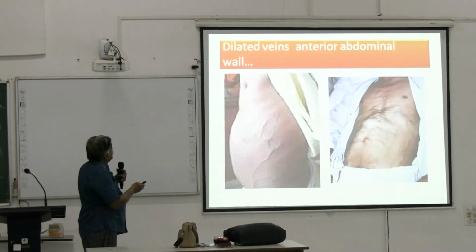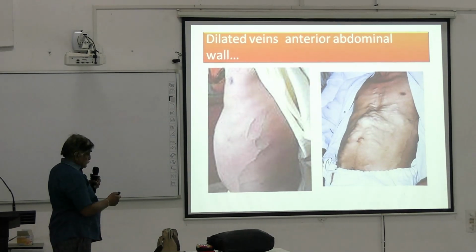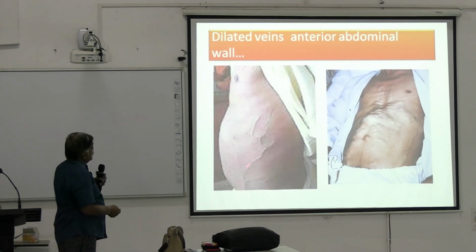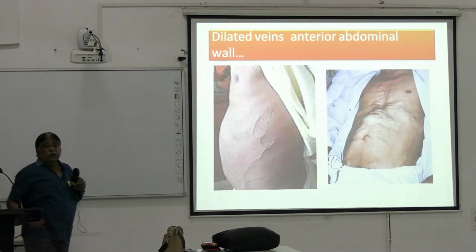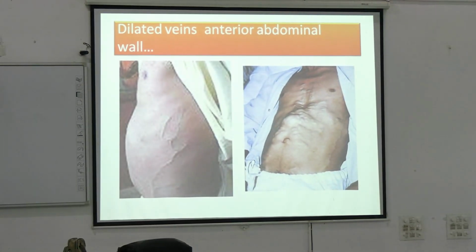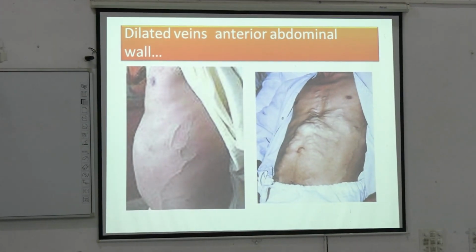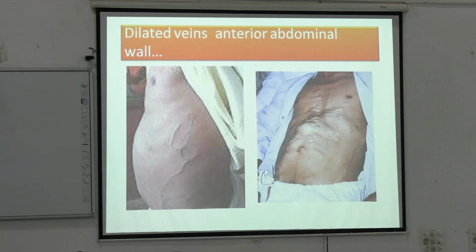Next. Now, you see dilated veins in the anterior abdominal wall. Now, these are the clinical manifestations you will be seeing in your day-to-day practice, and you will find that with these things I can clinically diagnose the pathological condition of that person. Next.